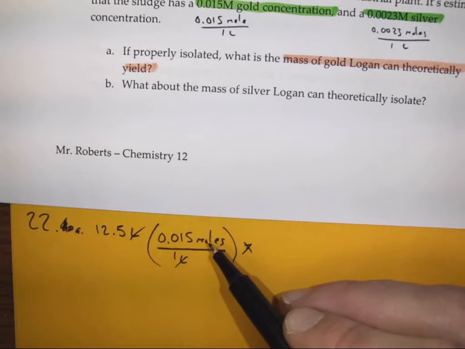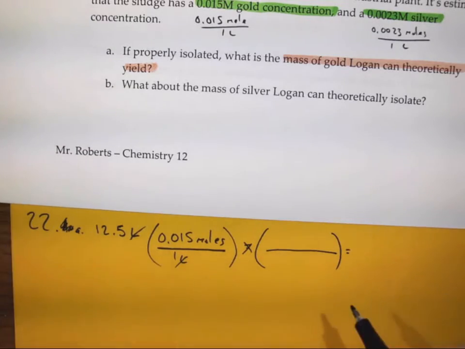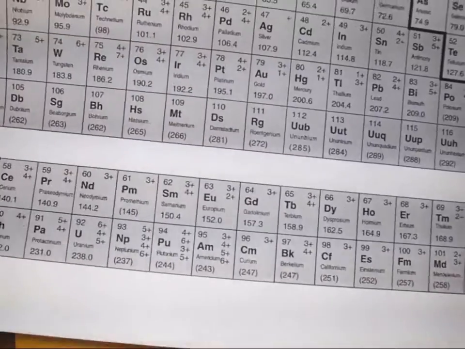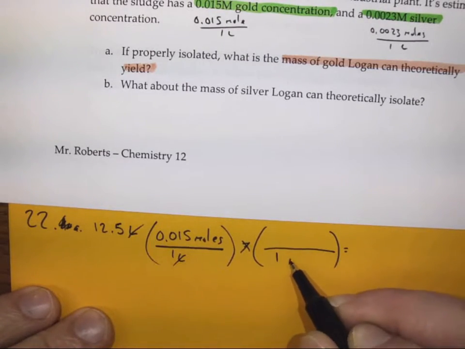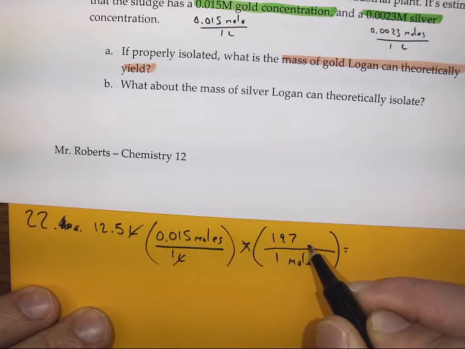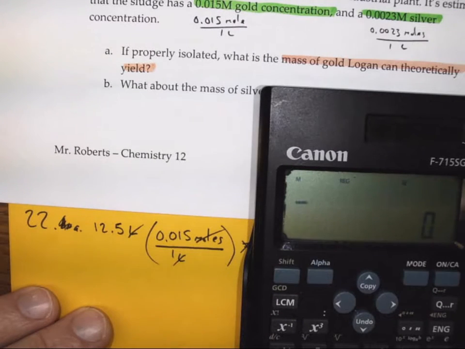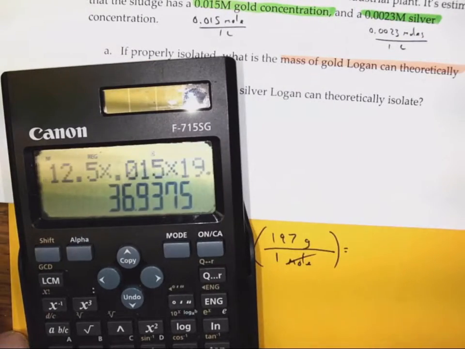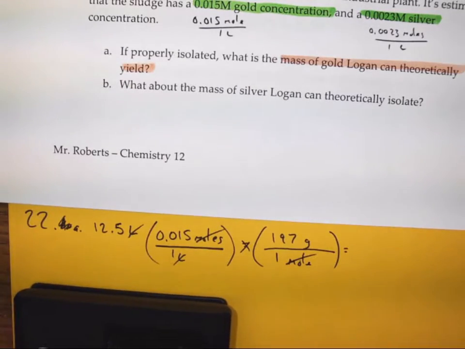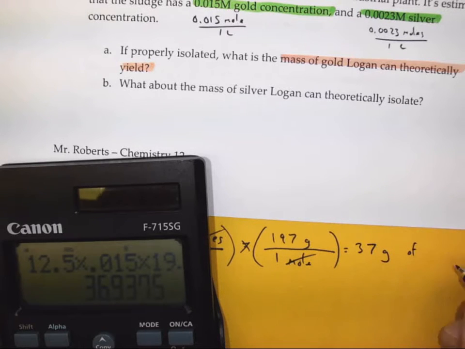And lastly, we want to convert from moles into the mass of gold. To do that, we're going to use molar mass. Molar mass of gold is 197 grams for every mole. So we have 1 mole on the bottom and 197 grams on the top. Moles cancel out. Then we have a pretty simple calculation here: 12.5 times 0.015 times 197. And I get 36.9. How many sig figs? 2 sig figs. So 37 grams of gold.